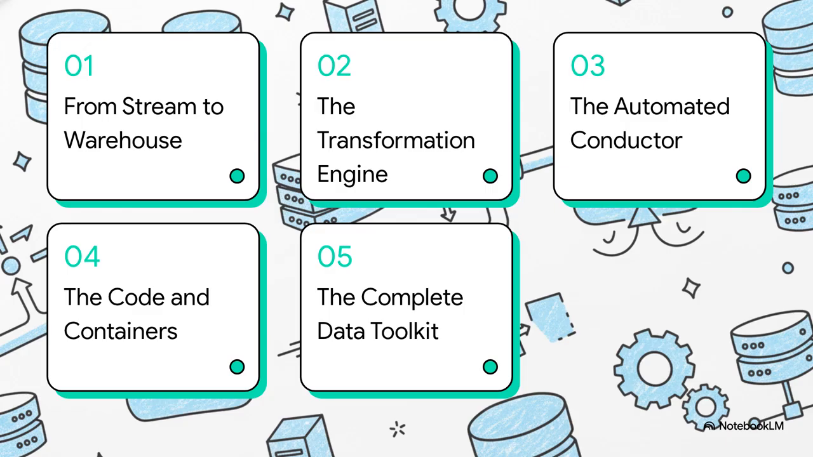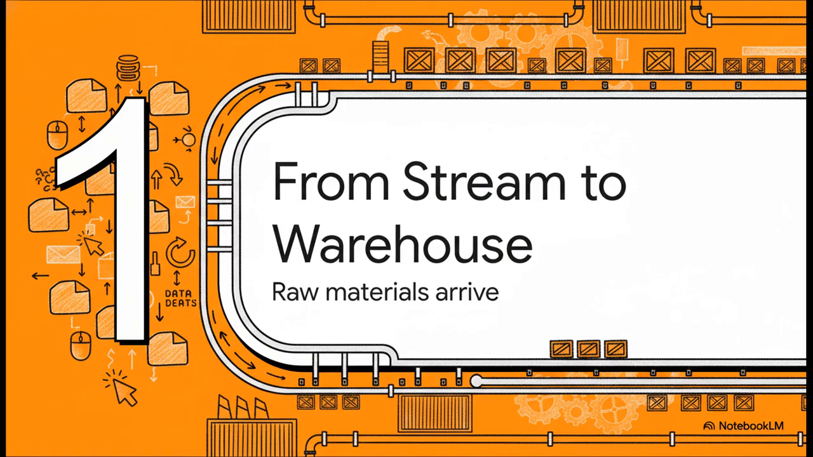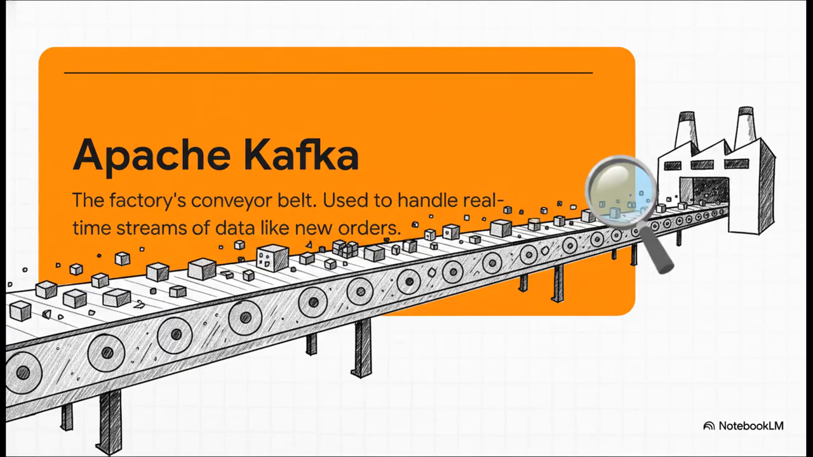Let's get started. Okay, first stop is the factory's loading dock. This is where all the raw materials, we're talking every click, every order, every single user interaction, come flooding into our system. It is a constant, massive flow of information. And the first machine you'd see here is Apache Kafka. The best way to think about Kafka is as this super fast, industrial-strength conveyor belt. Its one job is to catch every single piece of data the second it's created and move it safely into the factory to get processed.